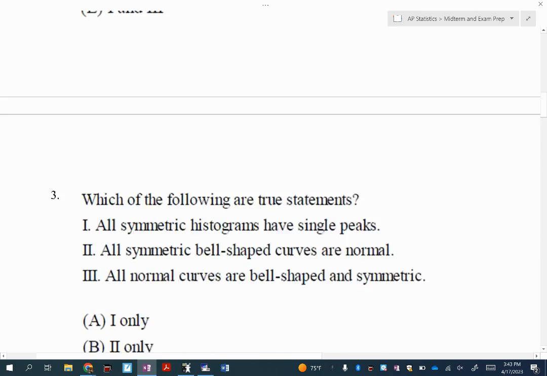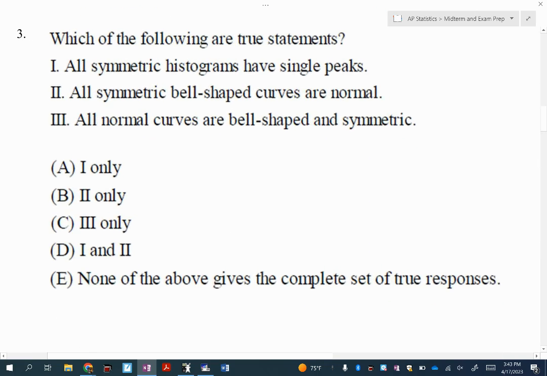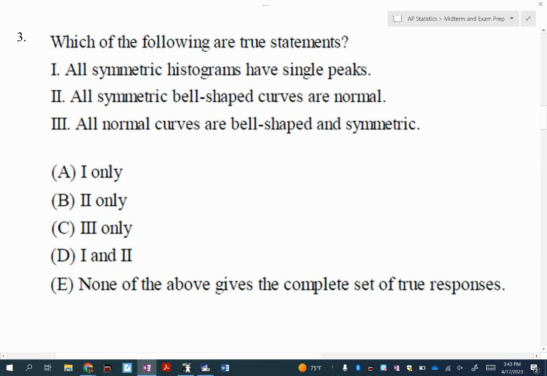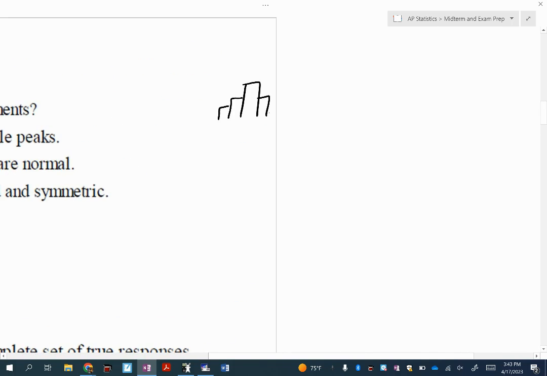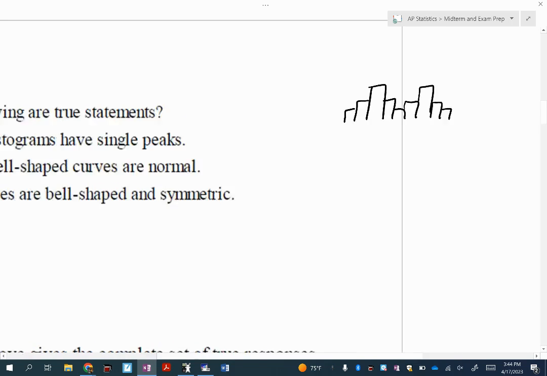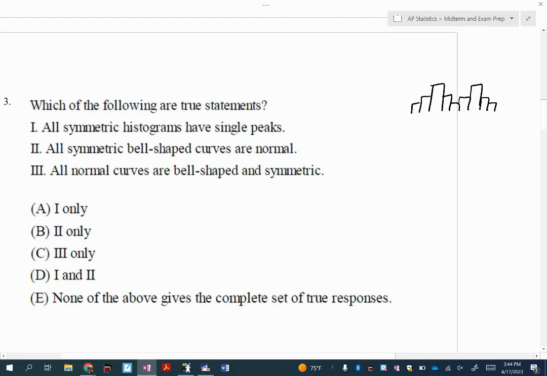Let's do 3. Which of the following are true statements? All symmetric histograms have single peaks. Can you guys think of a symmetric histogram that would not have just one hump? Could you think of a symmetrical histogram that has 2 humps? Can you draw it? Like, could I draw it? Does that have 2 humps? Yeah? I mean, I know it's just a sketch, but is that essentially symmetrical? Yeah, so is that going to be true? No, it's not true, right? Most of the time it's true, but there are cases where it would be false.